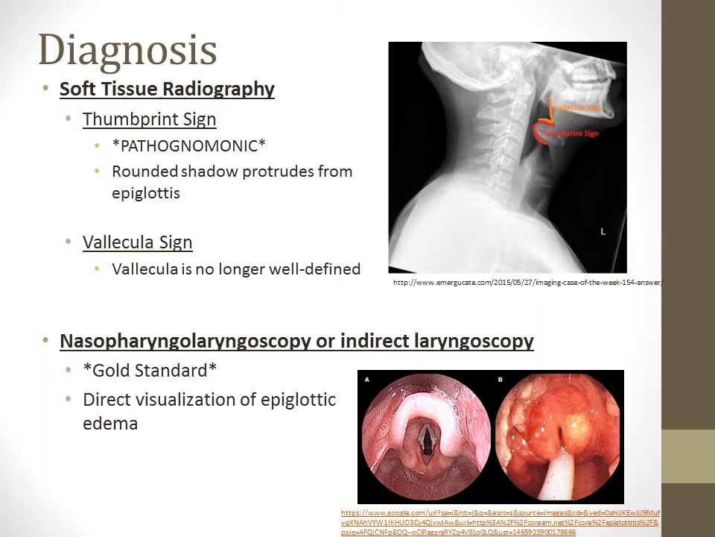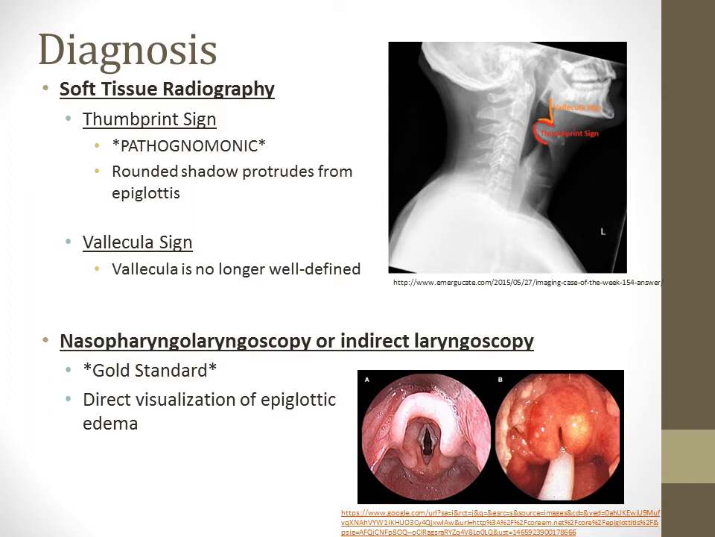So the thumb sign is a round shadow protruding from the epiglottis on lateral neck radiography, signifying thickened and edematous tissue. Another radiographic finding is the vallecula sign, which is seen in orange above the thumbprint sign. And that is when the vallecula is no longer well defined on radiography due to obliteration from epiglottic swelling. One study found the thumb sign was only seen in 77% of cases, and the vallecula sign in another study was found to be 98.2% sensitive and 99.5% specific.